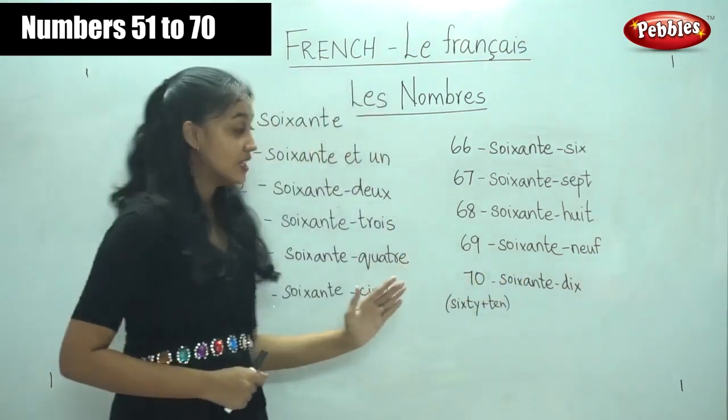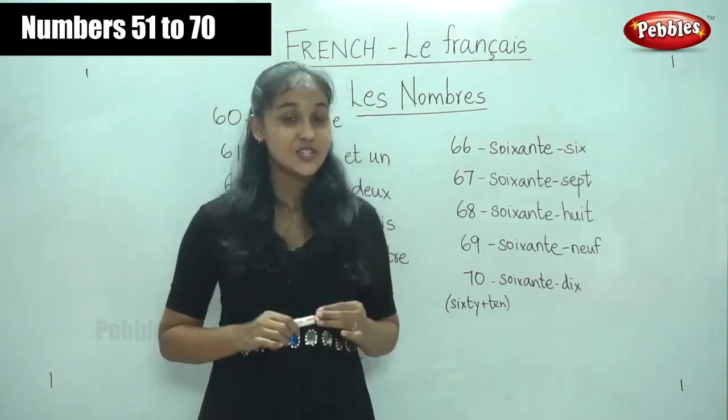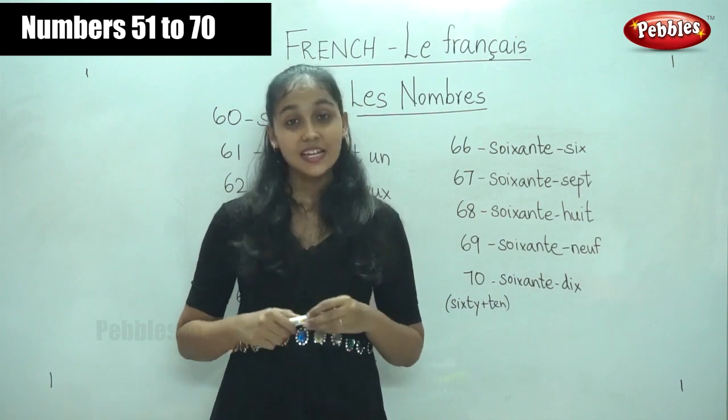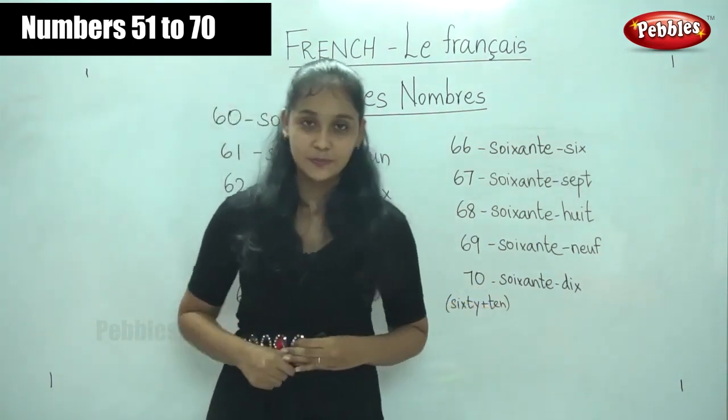So now we have learnt numbers from 0 up to 70. 70 numbers we have learnt to say in French. So shall we say it all together from 0 up to 70? So say it along with me.